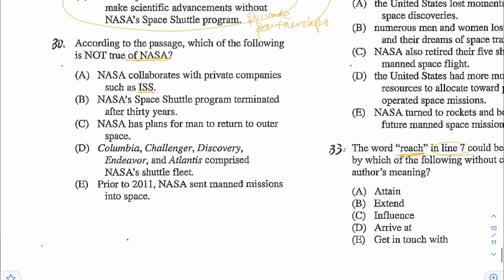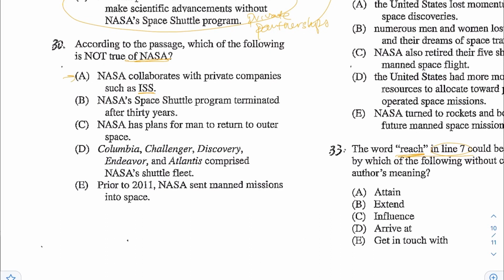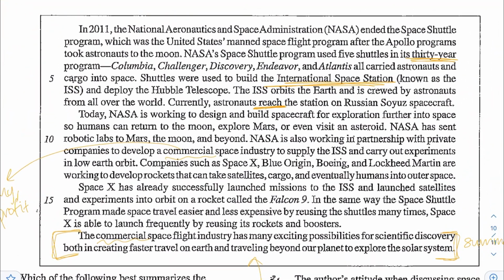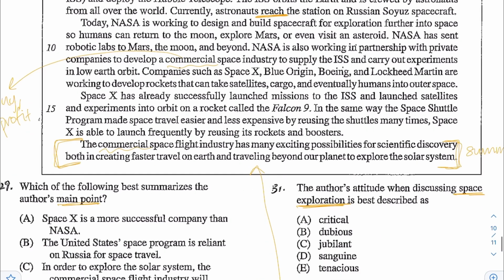So it's probably going to be choice A, because it's not a private company. But you should still go through all the choices just to make sure everything else is correct. B says the space shuttle program ended after 30 years. We can see that is true. Going back to here, after 30 years, these shuttles stopped. It's a 30-year program. So that is line 3.